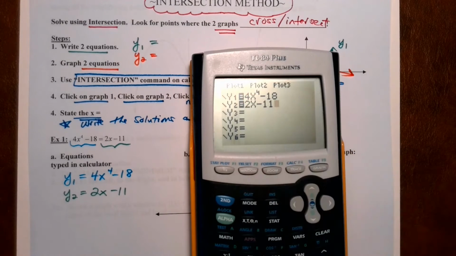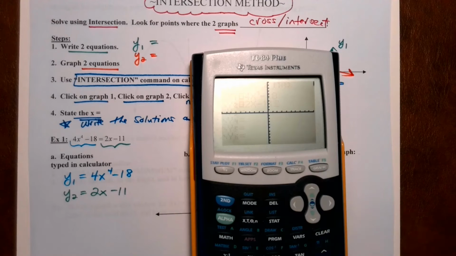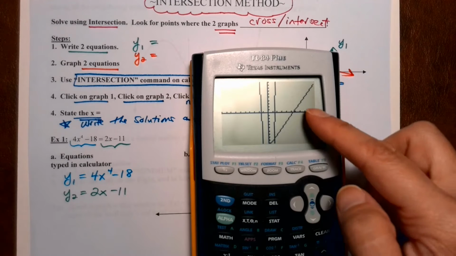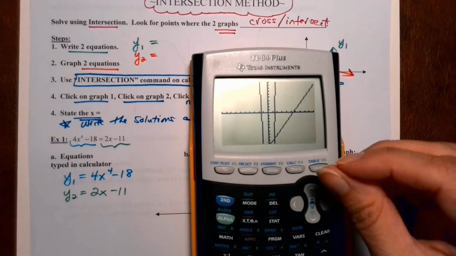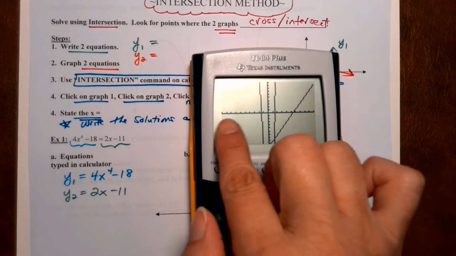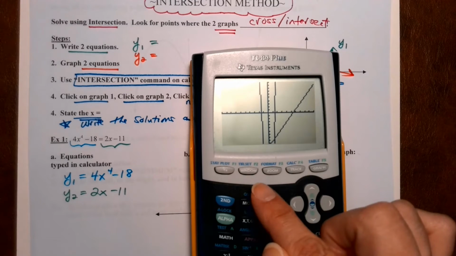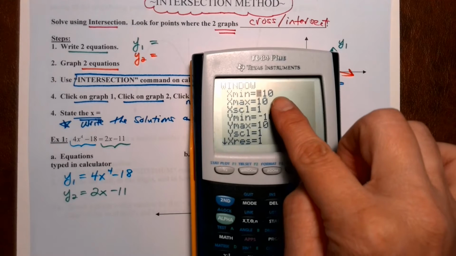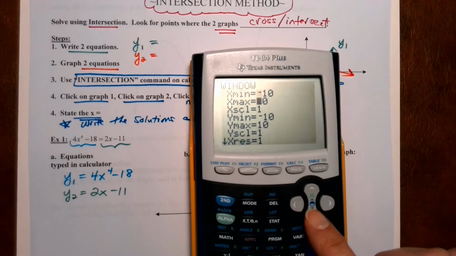Where does y1 equal y2? Then we're going to hit the graph button. All your graphing commands are up here. And let's see. Oh, there's y1. Oh, it's way down there. I think I see some intersection points, but I can't really find these answers till I can see them clearly. I want to go down a little bit farther in my view. This is the x-axis, and this is the y-axis. So we're going to hit this window button and change our window. The x max and min going from -10 to 10 was fine. It's the y minimum. Let's change our y minimum to -20.